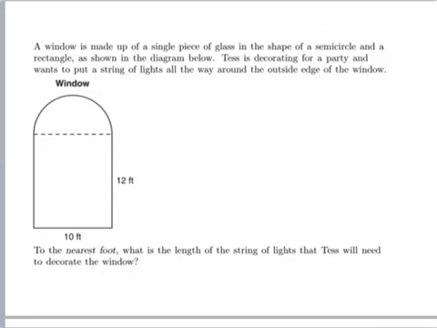In the next problem, we again have a composite shape of a semicircle on top of a rectangle, and we're wanting to put lights all the way around the outside edge. So now we're doing a perimeter problem. So we automatically know the other side here is 12, and the radius of my circle would be 5.